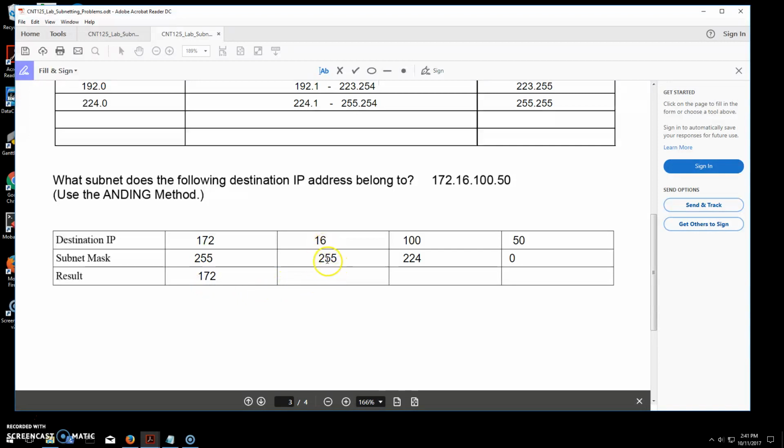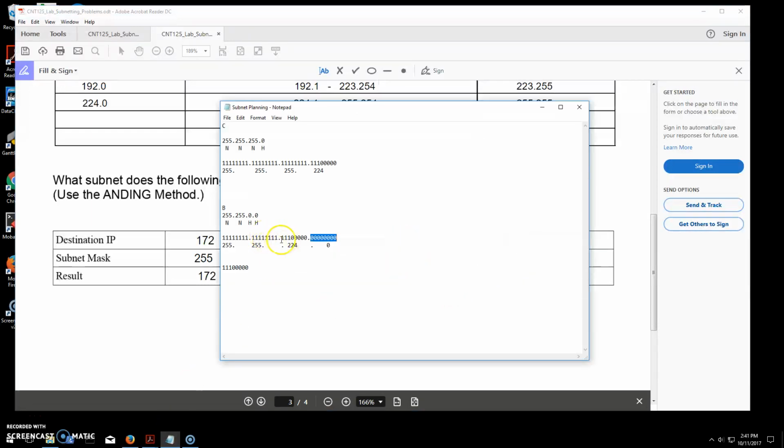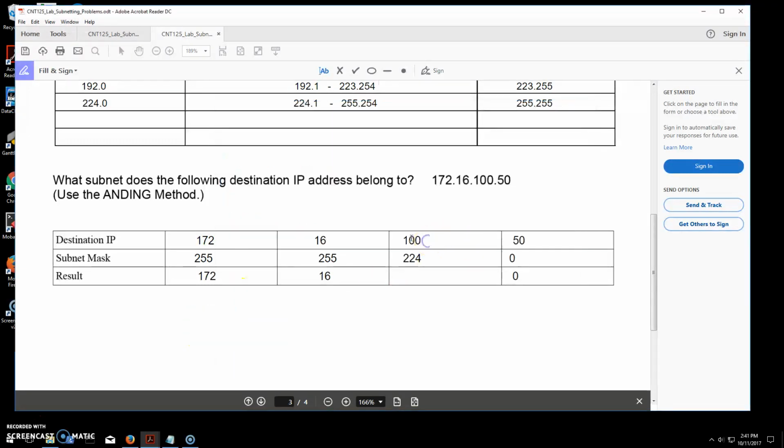16 ANDed with 255, or 16 ANDed with all ones, is going to be 16. This is the number that's going to change: 100 ANDed with 224. 50 ANDed with all zeros is going to become 0. There's another one we don't actually have to do. So this is the octet where we did the subnetting, we borrowed the bits, the interesting octet, that's really the only octet we have to AND, 100 and 224.